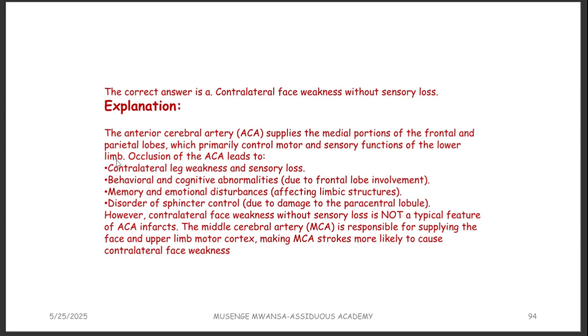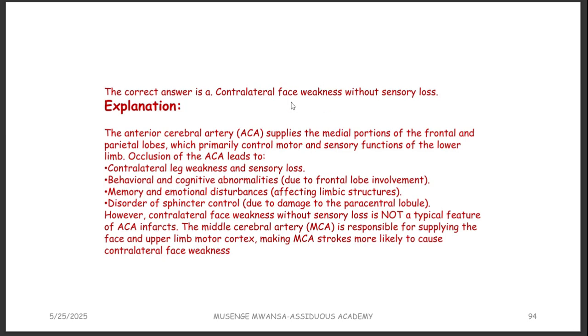Motor and sensory. So occlusion will lead to contralateral leg weakness, behavior and cognitive change because the frontal lobe is involved, memory and emotional disturbance because part of the limbic system is involved, which controls memory and emotion, and then sphincter because there's what is known as the paracentral lobule. So the brain controls these sphincters also. So that is going to also cause loss of control of the sphincters, okay.